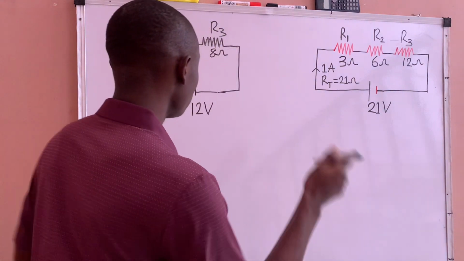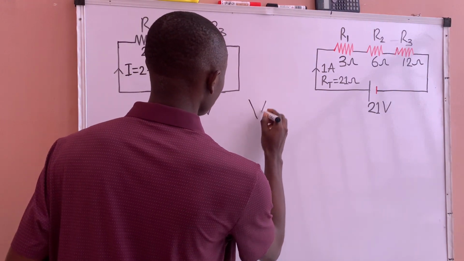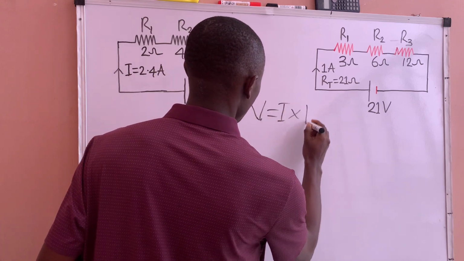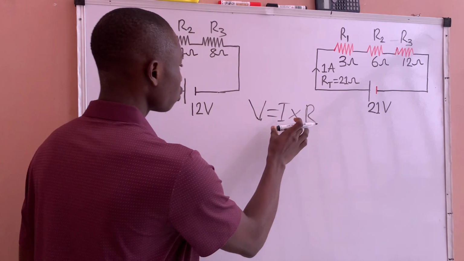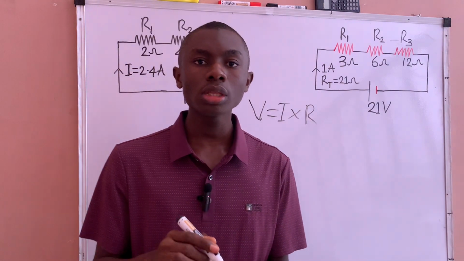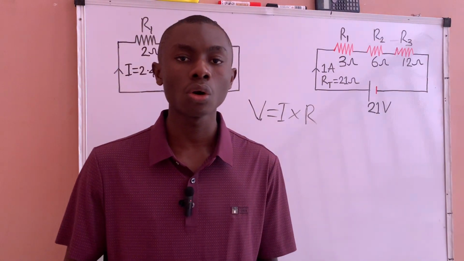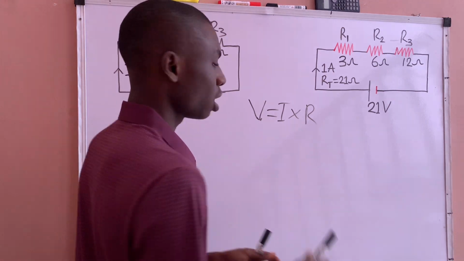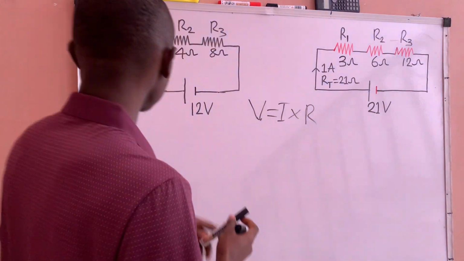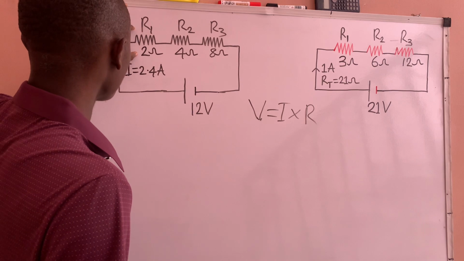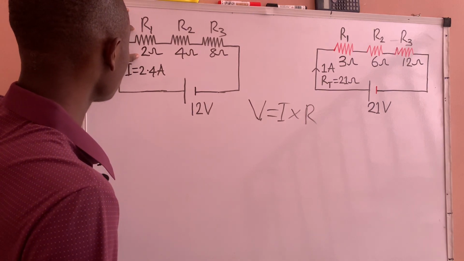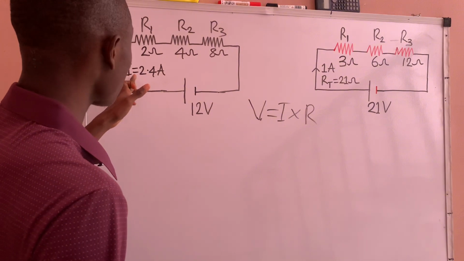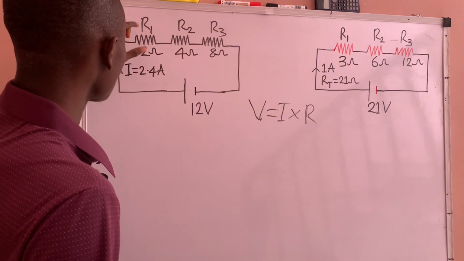According to Ohm's law, V is equal to I multiplied by R. So from Ohm's law, the voltage that we drop across a resistor is the current times the resistance. The voltage that we drop across any resistor in a circuit, let us say across the resistor R1, is the current that passes through it and the resistance value.